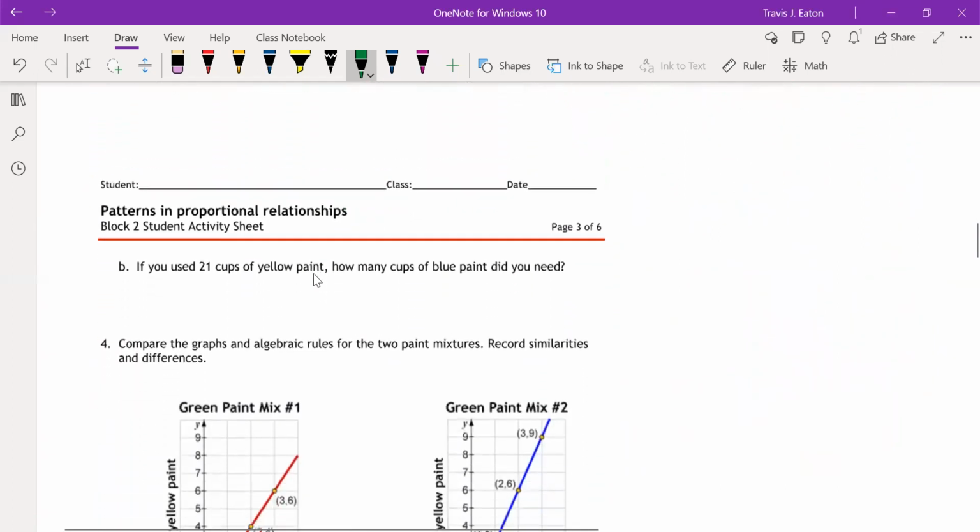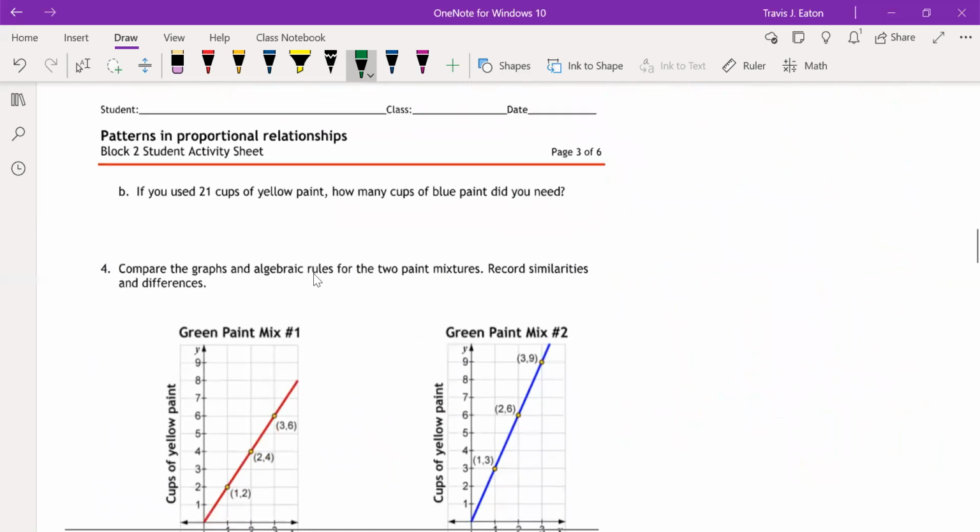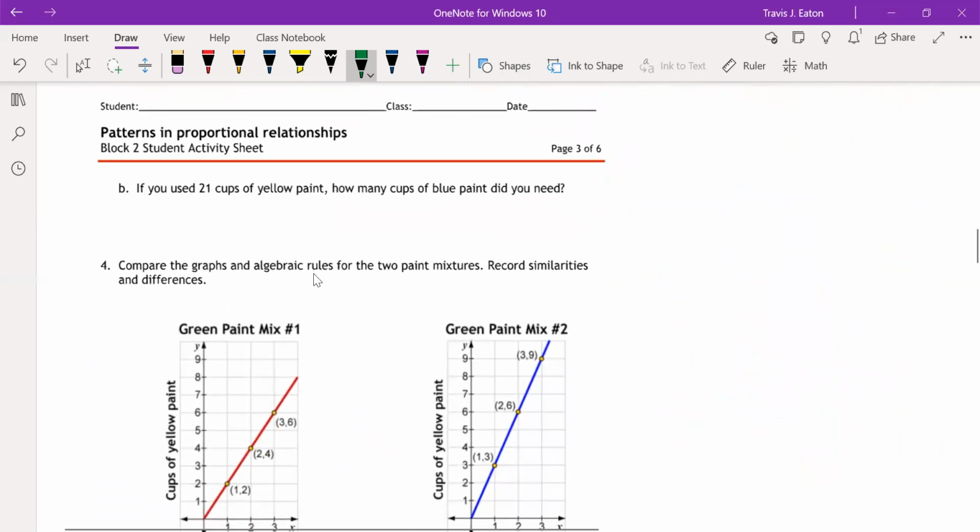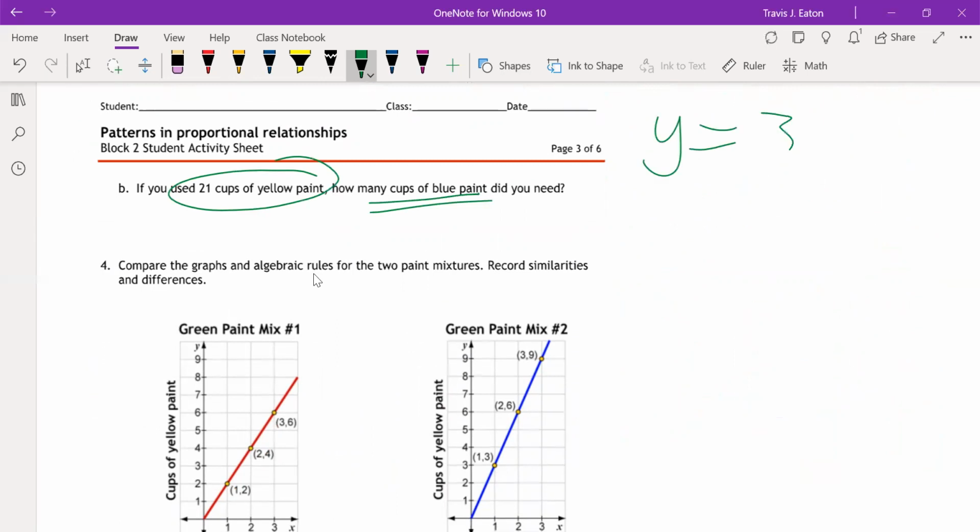That takes us to question B, 3B. It says, well, if you had 21 cups of yellow paint, how many cups of blue paint will you need? Well, so now remember, we still have the same equation, right? Y equals 3x. But in this case, we know how much yellow we have. We have 21 cups of yellow. So we can substitute the cups of yellow paint with 21. But we don't know the cups of blue yet. So 21 equals 3 times x.